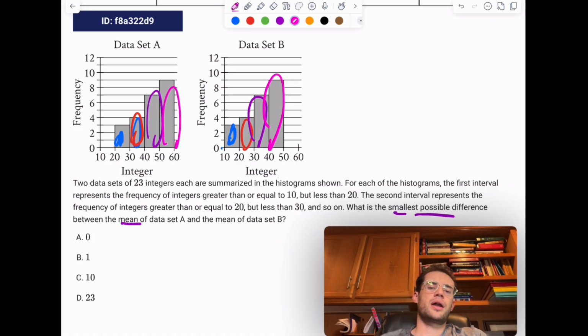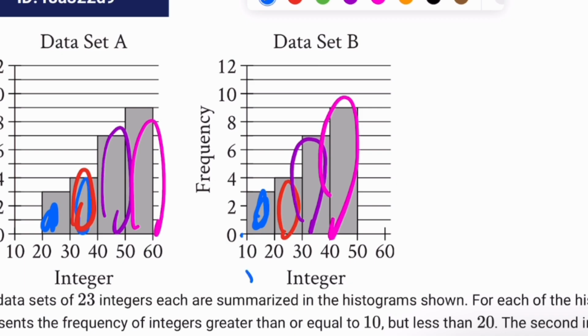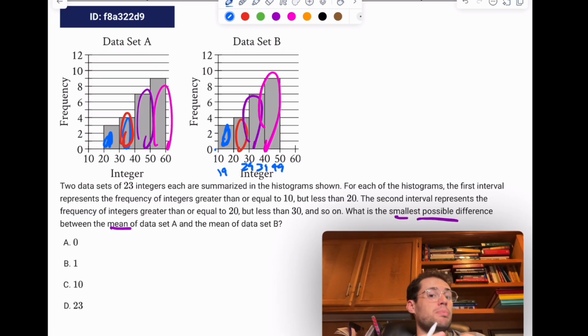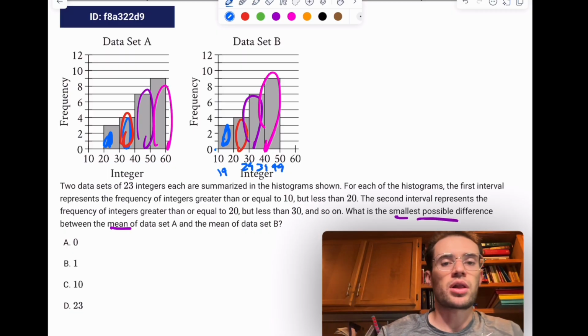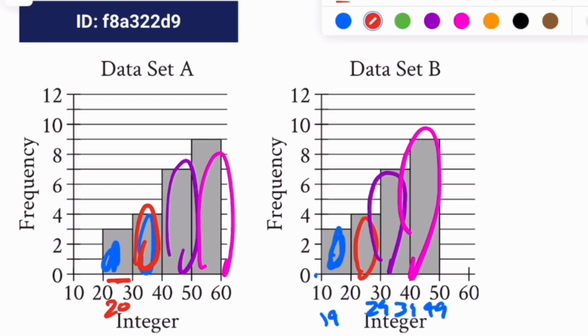But since we're trying to find the smallest possible one, these integers could all be 19, and that technically follows the rule. These could all be 29, and that follows the rule. These could all be 39, these could all be 49. Unlikely, but that is possible. Right? That's not against the stipulations they gave. Similarly, these could all be 20, and these could all be 30, and these could all be 40 exactly, and these could all be 50 exactly.